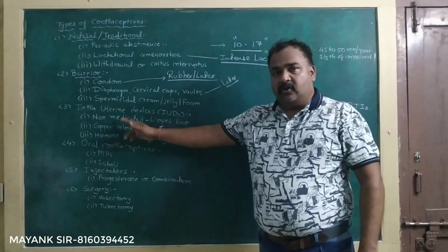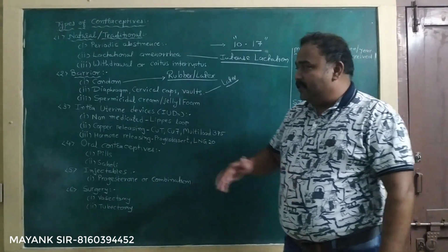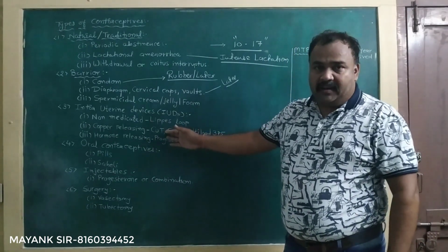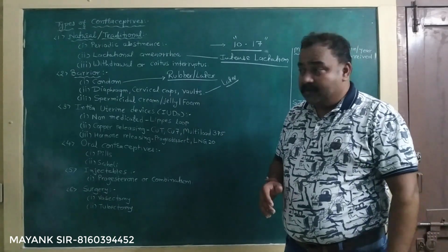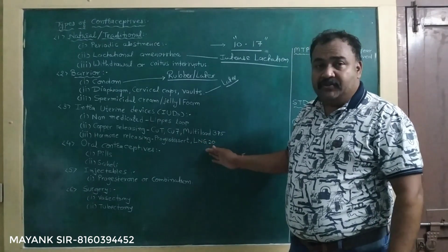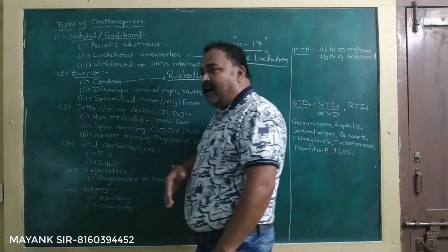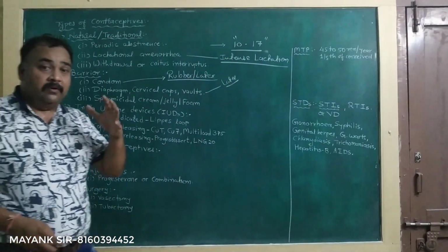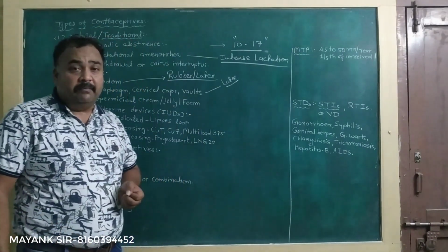The first one is non-medicated. The example is Lippes loop. The second one is copper releasing IUDs. Those are Copper T, Copper 7, Multiload 375. And the third one is hormone releasing. Example: LNG-20 or Mirena. So these are the IUDs. These are the devices which are put in the cervix or the uterine part of the female.